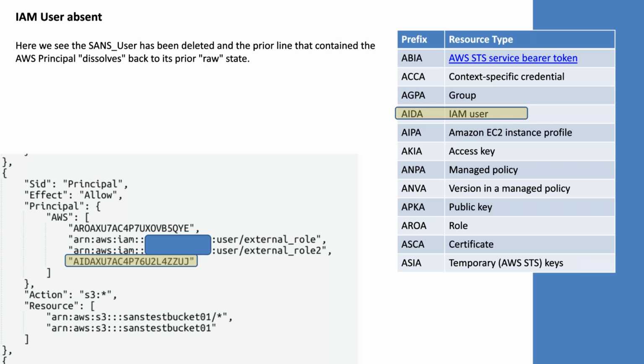AIDA doesn't have a U in it, unfortunately. But that way you can start to understand, oh okay, AIDA is definitely a user. And here you can see that the user's been deleted, and in that same bucket policy, that principal, that normal ARN that we find somewhat easier to describe than the hash value you see here, has been mutated to its raw form.